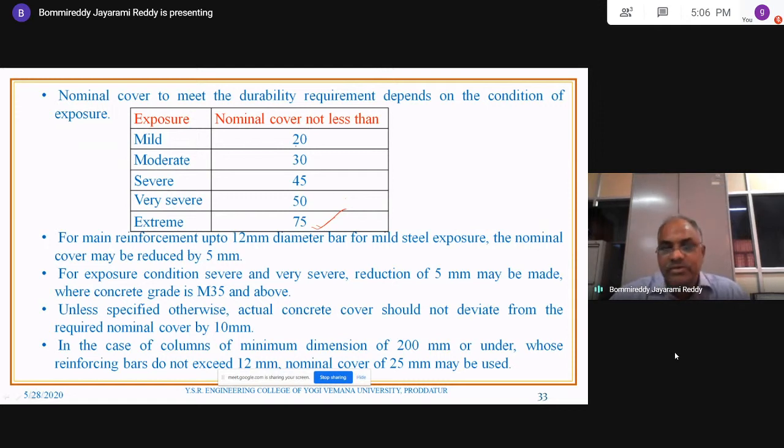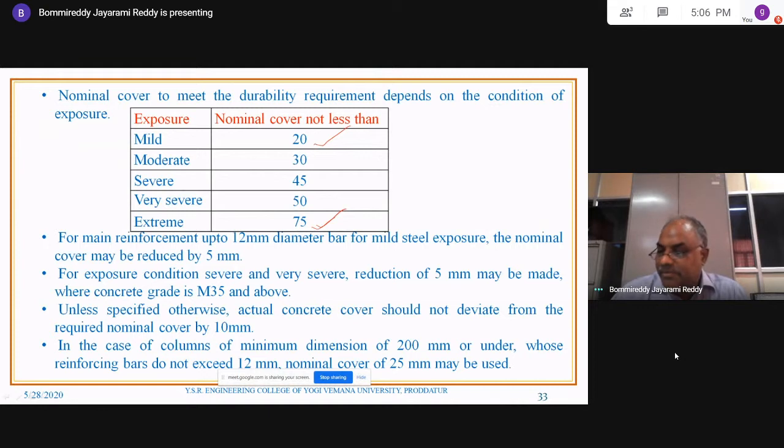In the previous case, 20, 25, 40, all those are ruled out. When it is mild only, 20 mm is the minimum cover. And for all other environmental cases, or buildings constructed in a chemical factory where more chemicals are exposed, depending on the environment, the cover to be used is the maximum.